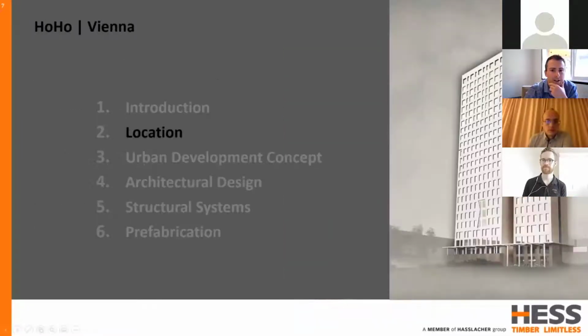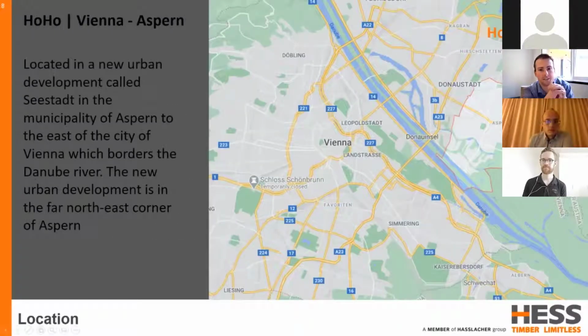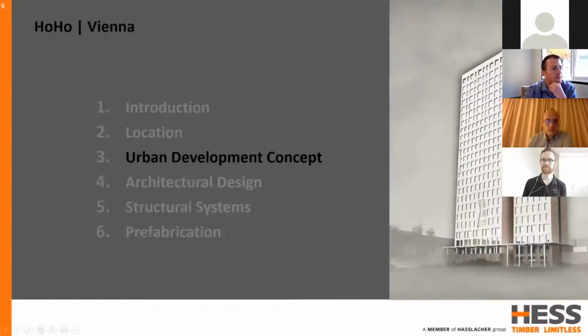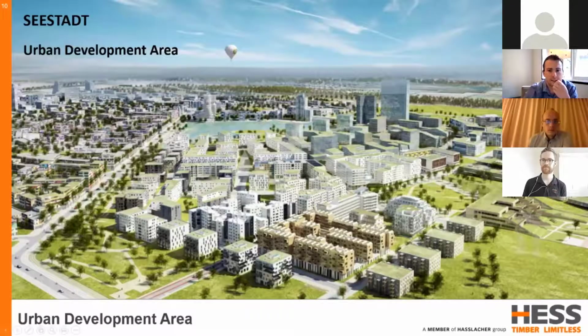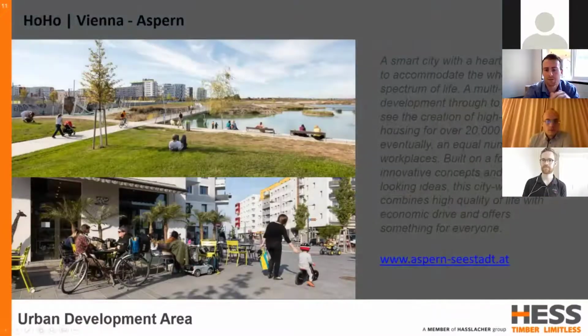The location of HoHo is in the northeast of the suburb of Aspern, which is just outside Vienna City on the other side of the Danube River, which is where it's situated within the urban development. The urban development is called Seestadt, and it's taking shape over a decade-plus-long construction phase, which sees a combined population, both in workplace and housing, of 40,000 people.